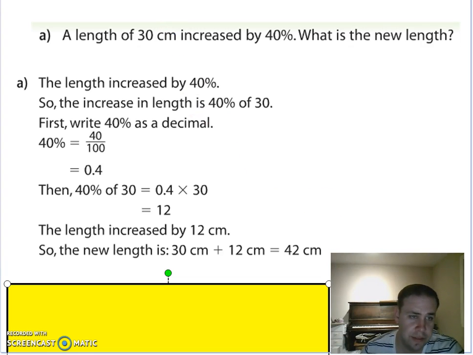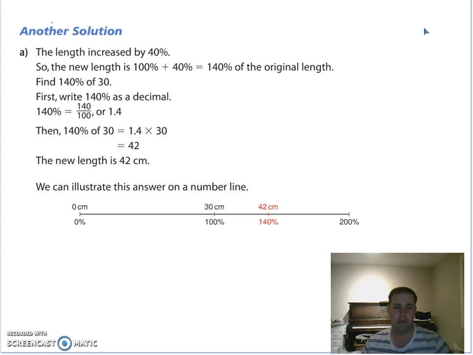There's also another way to do this. Okay, and I don't have any cover-ups here. So the other way to do the solution, and this is my preference, it doesn't have to be yours. As long as you get the answer and understand the process, that's what matters to us. Okay, so the length was increased by 40%. So we're adding 100%, so that 30 centimeters plus another 40%. So we're actually getting 140% of the original length. So to find the 140% of 30, we're going to write 140% as a decimal, 1.4, and then multiply it by 30, and that calculates your 42.